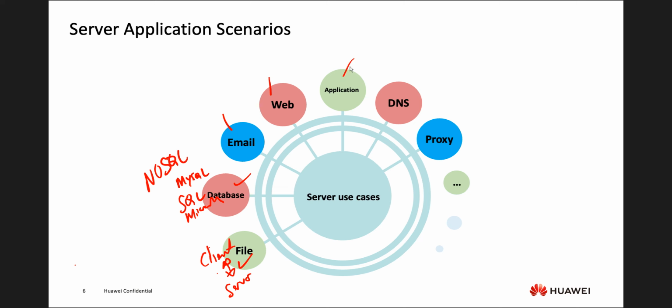And an application is you might run an application on top of maybe a Java or JavaScript application, whatever you run on it as a developer. Those are things that you can run on top of the server, right? You can also make your server act as a DNS.